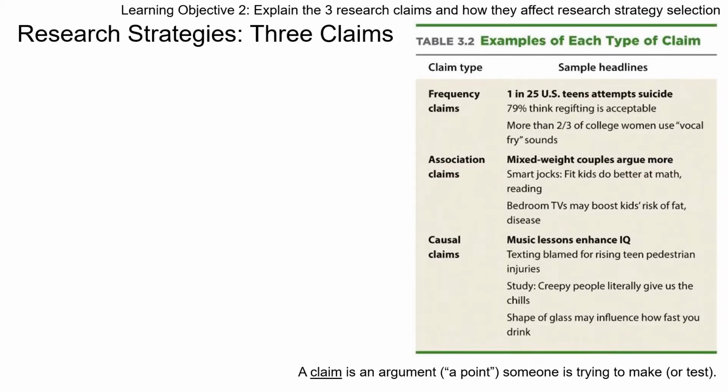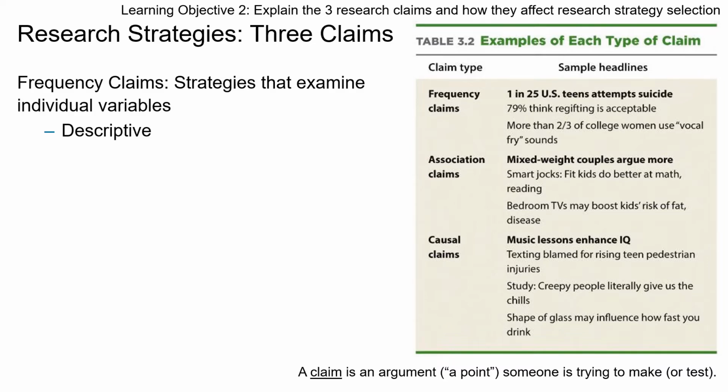So let's get right into that second learning objective, which is explain the research claims and how they affect the research strategy selection. So we just looked at some of the things that affect research strategy selection, but now we're going to look at the big one, and that is our research claims, what it is we're looking at. The first of these claims is the frequency claim. And a frequency claim is basically when you're examining individual variables.